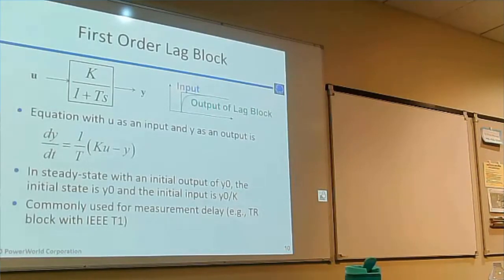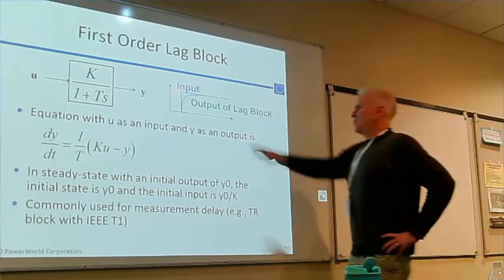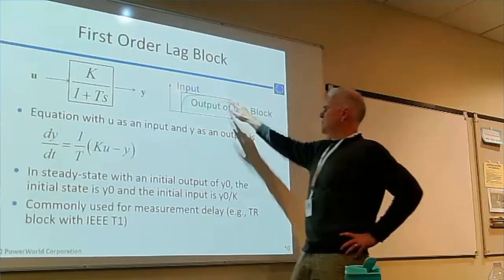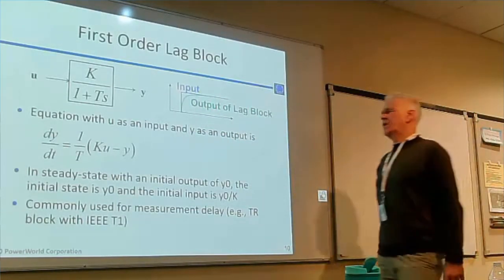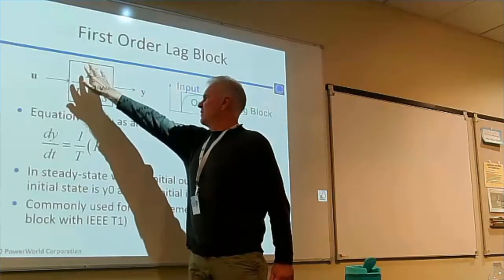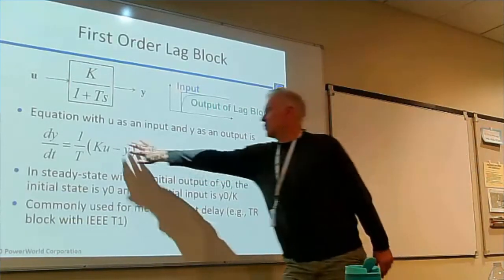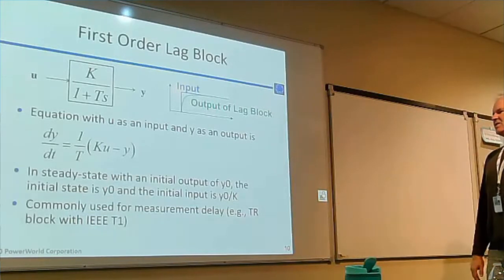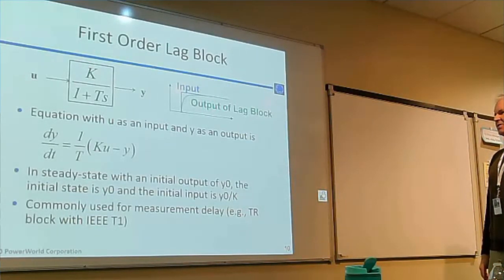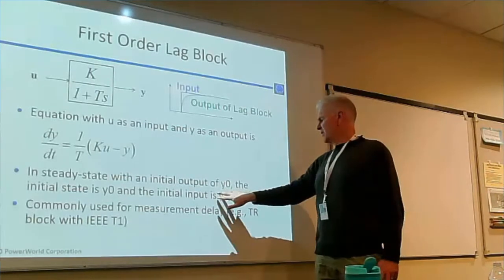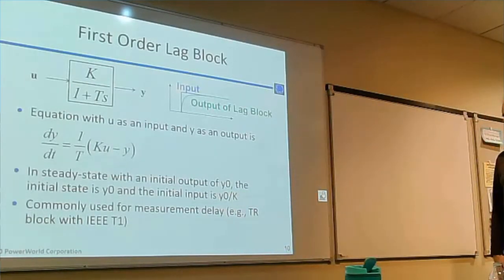Another simple one is a first order lag. A first order lag represents an output where the input might be a unit step, and then it's a first order differential equation where you have some lag associated with it. The two key values are the gain K and the time constant TS. This is the differential equation associated with it. In steady state, with an initial output of Y0 as the initial state variable, the initial input is going to be Y0 over K. These are commonly used to represent a measurement delay or some sort of delay function.